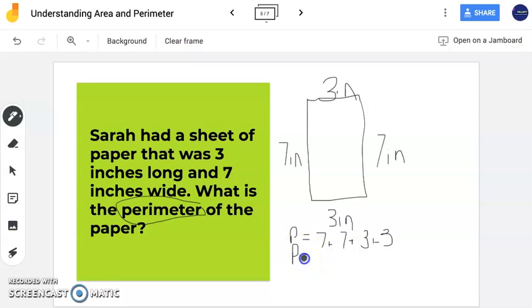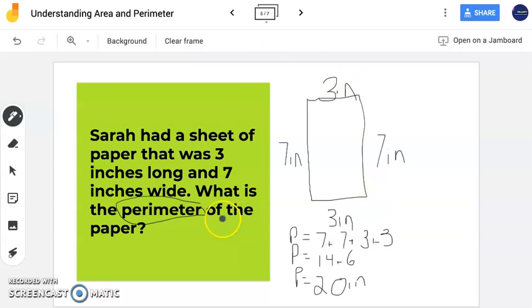So now here I have 7 plus 7 is 14. Plus 3 plus 3 is 6. And now my final step here is perimeter equals 14 plus 6, which is 20 inches. Now again, notice a rectangle has 4 sides. That means you're adding all 4 sides, which means I have 4 numbers, 7 plus 7 plus 3 plus 3. I'm adding 4 numbers together.